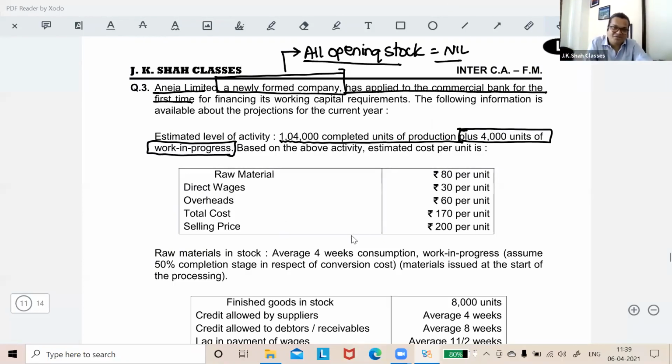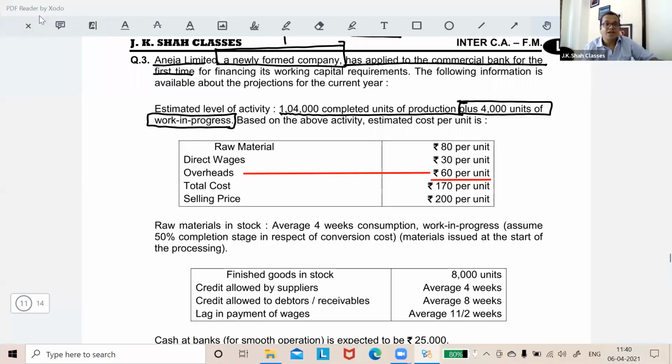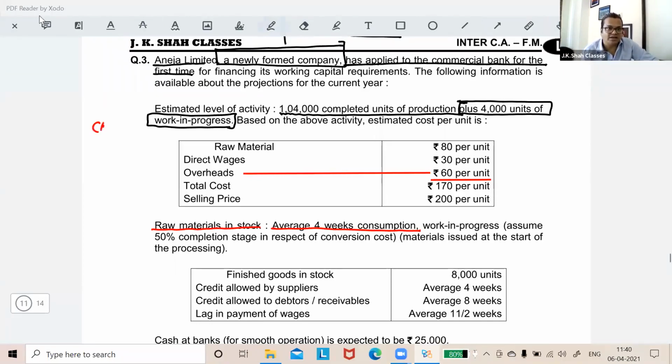Okay. Fine. Then we are given some basic detail. Raw material is 80 per unit. Wages are 30 per unit. Overheads are 60 per unit. So the total is 170, and then the selling price is 200. So I can say this is the per unit cost of production. Other than this, what are we told in the question? We are told that raw material in stock is on average 4 weeks consumption. So as usual, we write that in current assets we will have raw material stock 4 weeks. We will have WIP 4,000 units.